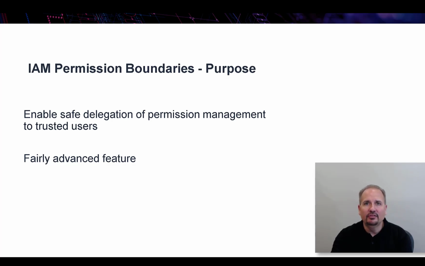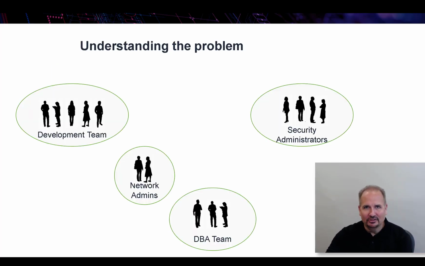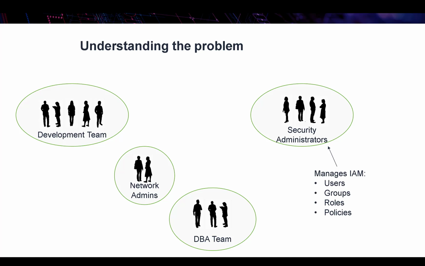Now, this is a fairly advanced feature in IAM, and it can be difficult to grasp it without understanding the problem that it was intended to solve. So what I'd first like to do is illustrate the issue that many organizations find themselves in as they adopt AWS. So here we have a typical medium to large size organization, and it's composed of many groups. We have a security team, a development team, network administrators, and we quite reasonably decide to put the security administrators in charge of all things related to IAM.